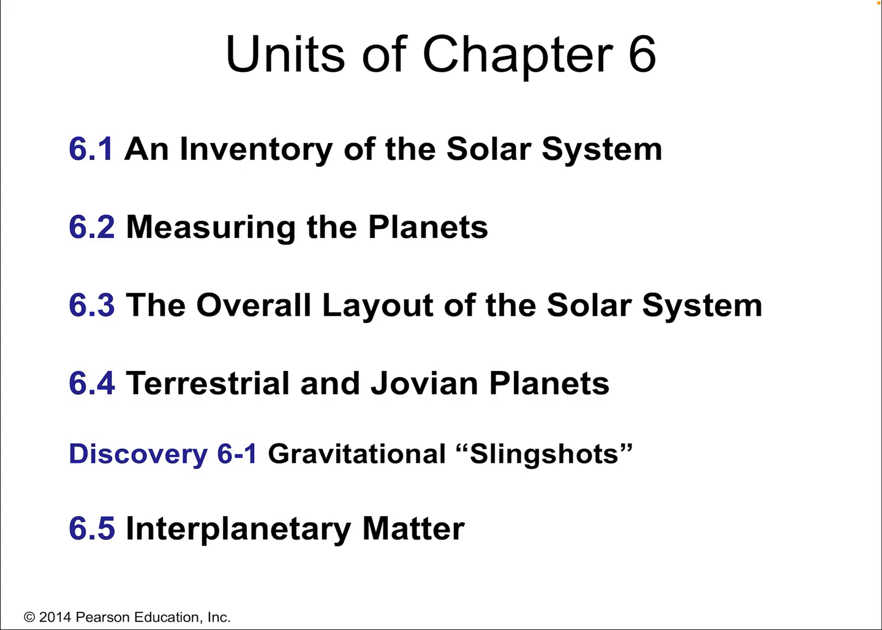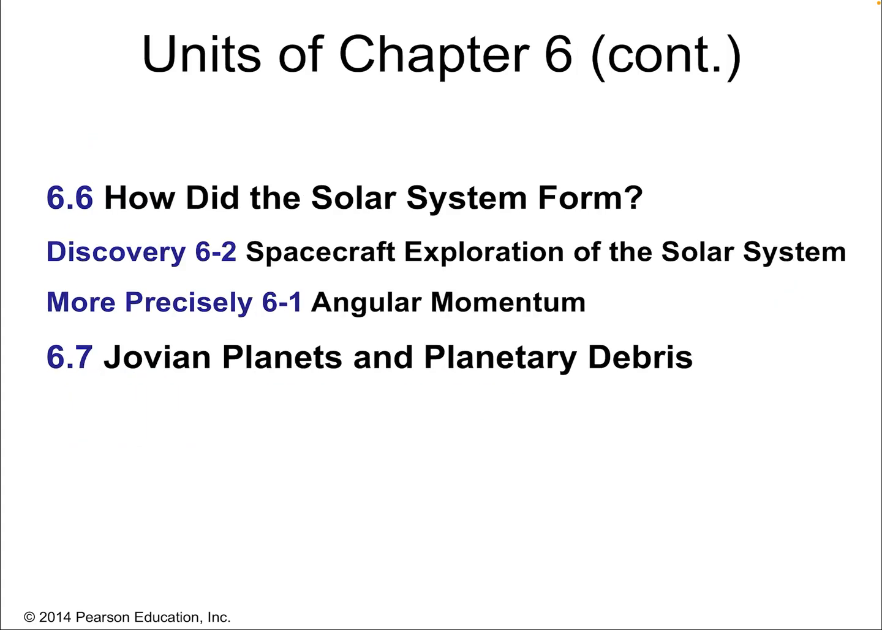Okay, so what do we want to do in this introductory chapter? Well, we want to talk about an inventory. So what is the solar system? What does it consist of? We want to talk about measuring the planets and the overall trends. What's the overall look of the solar system? That's the layout. Then the big thing: what's the difference between terrestrial planets, like the planet we live on, and Jovian planets? Then we'll talk a little bit about a particularly cool idea called a gravitational slingshot. And then finally, interplanetary matter, everything between the planets. Okay, so let's get to it.